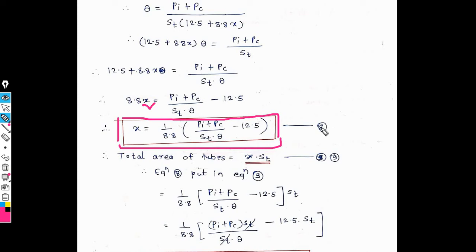This is equation number 8. Then we have to calculate the total area of the tube. The total area of the tube formula is x into ST. Then the value of x is put here. The next equation is 1 upon 8.8 into bracket Pi plus Pc upon ST into theta minus 12.5, into ST.